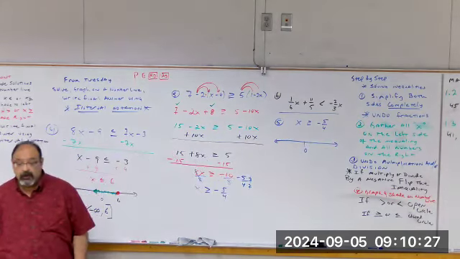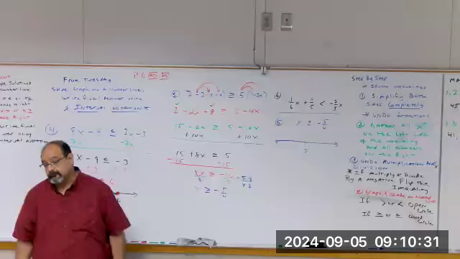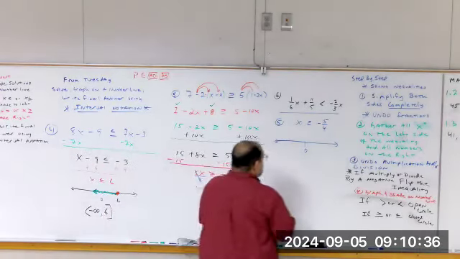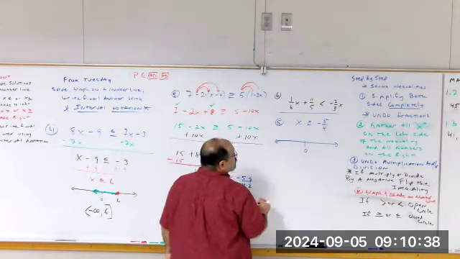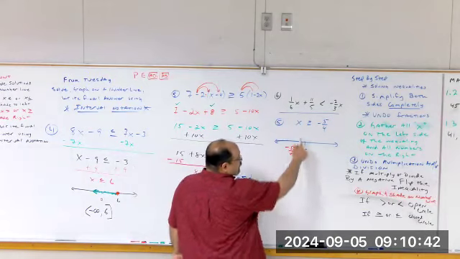Negative 5 over 4, is it to the left or the right of the 0? To the left, because it's negative. Is it going to be an open circle or closed circle? Closed, because it has an equals.